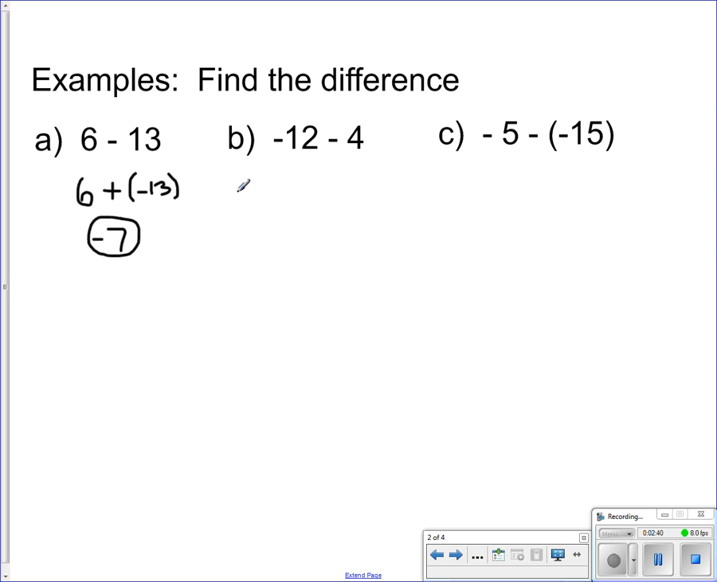Okay. For example B here, I have negative 12 minus 4. First number stays the same. It's going to be negative 12. The minus is going to turn to a plus sign. And my 4 is now going to become negative 4.